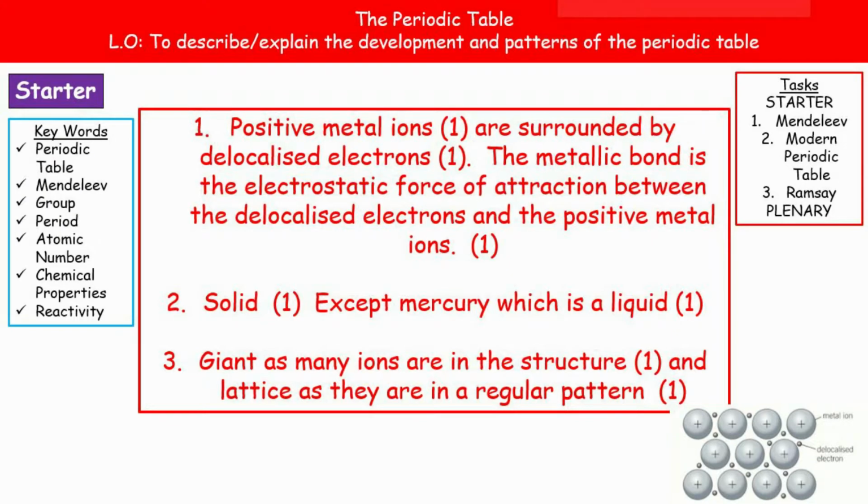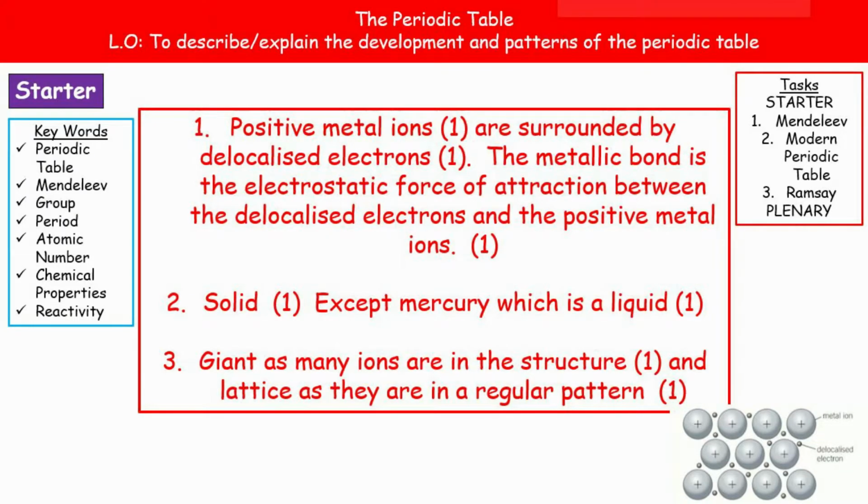Now you could have got those 2 marks from a label diagram like the one in the bottom right, but you needed to have positive metal ions and delocalized electrons labelled to get those 2 marks. The third mark is for saying that the metallic bond is the electrostatic force of attraction between the delocalized electrons and the positive metal ions.